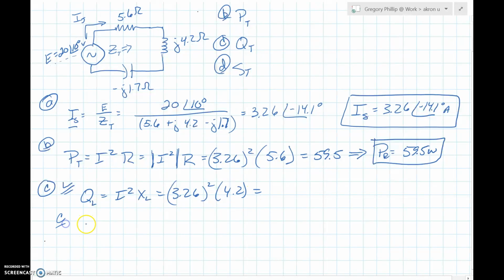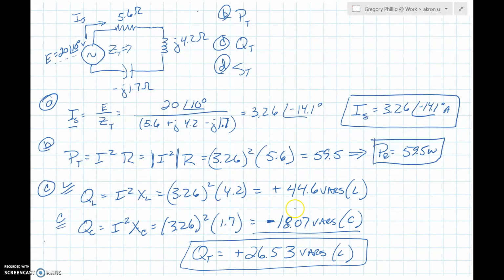And for the capacitor, QC, inductive VARs are going to be positive. Capacitive VARs are negative. It's I squared X sub C, or 3.26 squared times 1.7. Notice there's no J's in either one of those reactive arguments. This is going to be negative. And those results turn out to be 44.6 VARs inductive, negative 18.07 VARs capacitive.